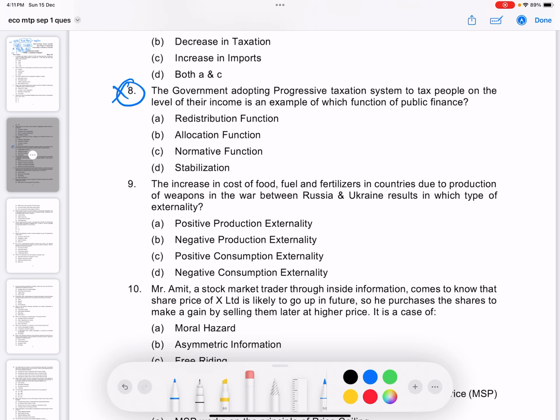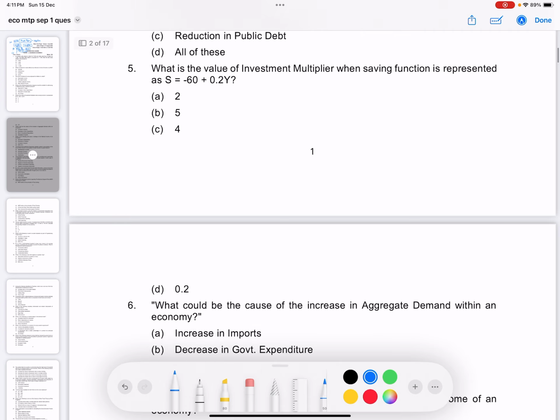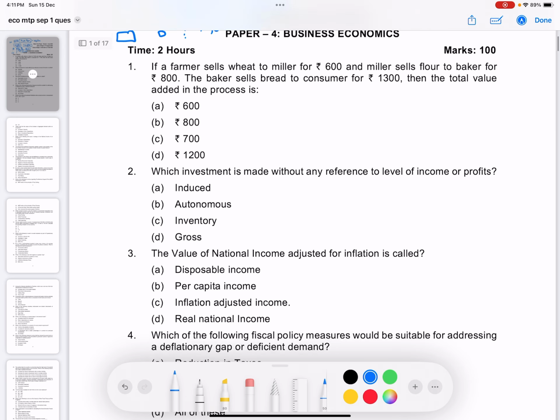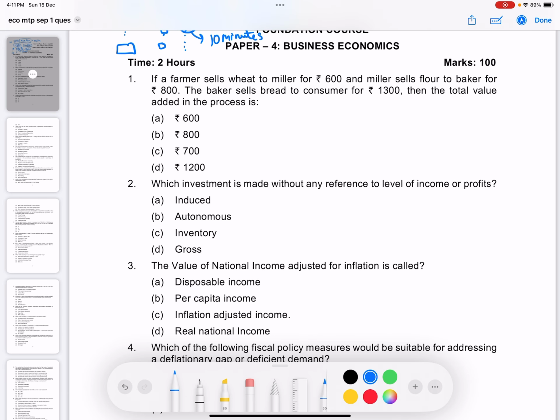Okay, now starting with the paper, I'll discuss some of the techniques that are required to solve the questions, and how we are supposed to eliminate options and all. Now, starting with the first question.